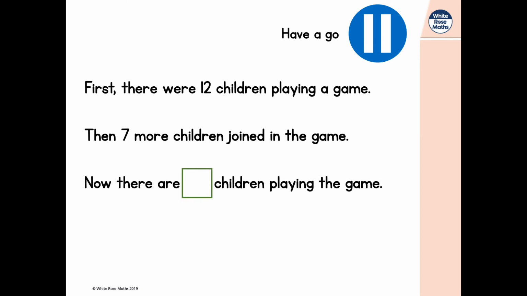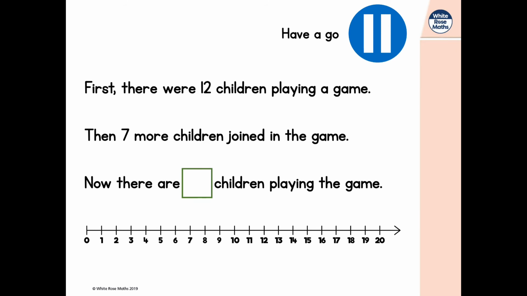Here's another first, then, now story. I'm going to read the question to you. First, there were 12 children playing a game. Then, 7 more children joined in the game. Now, there are how many children playing the game? I'm also going to give you a number line. So why don't you pause here, use counting on, and see if you can come up with how many children are playing the game.